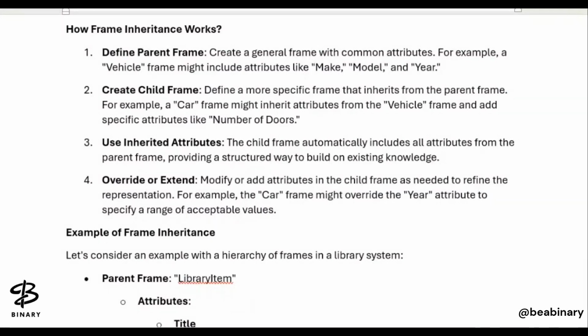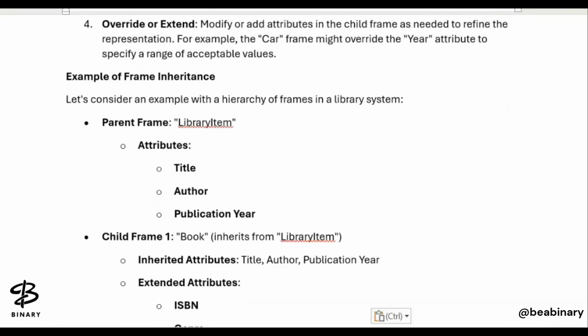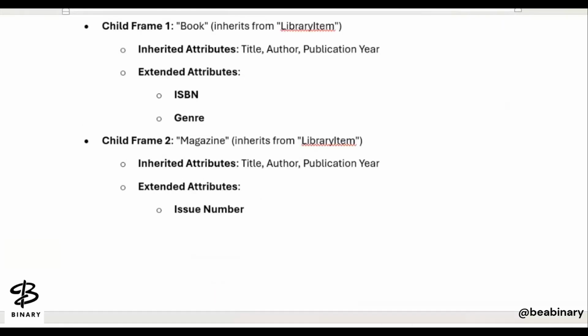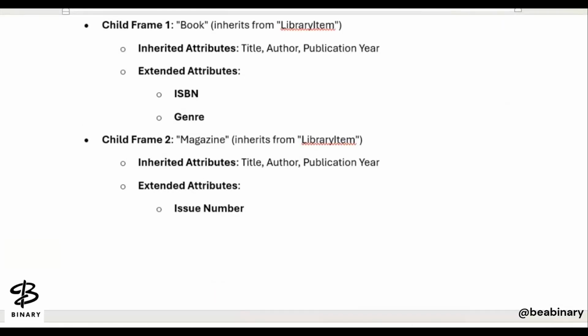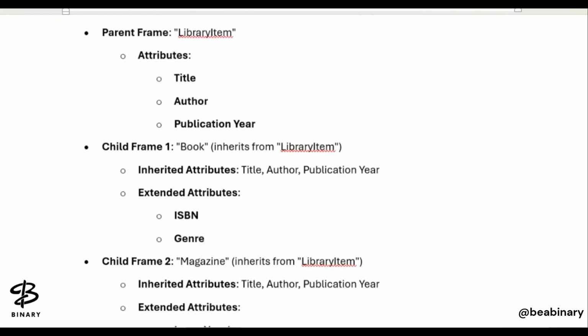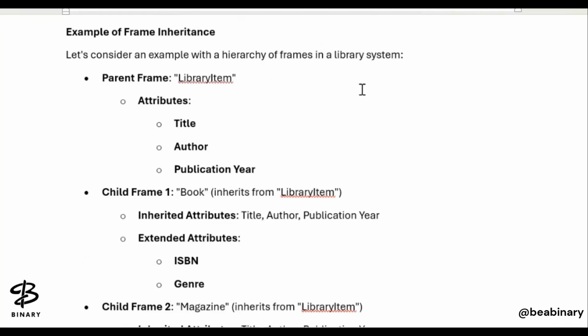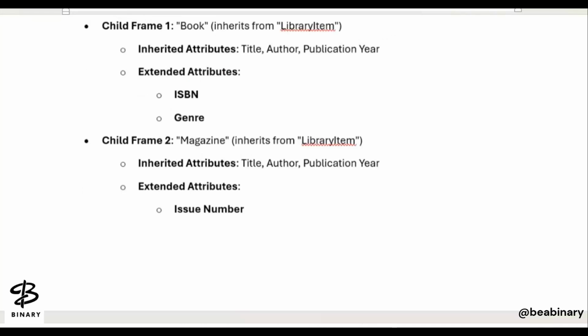We had also seen how frame inheritance works by defining the parent frame, then the child frame, then overriding the parent frame features and functions, and using the inherited attributes. In that also we have taken the example of a library management system, where the book and the magazine are the inherited classes of a parent class, library item. This example we have seen in the last lecture.